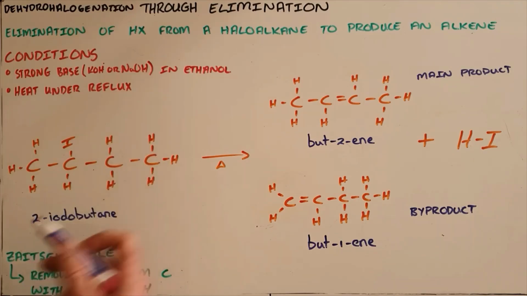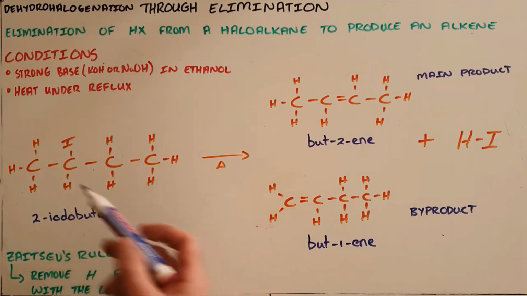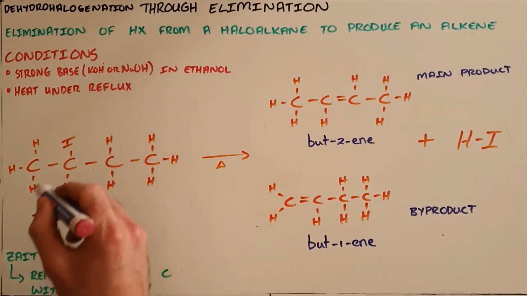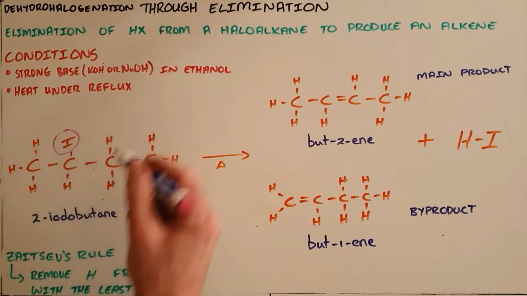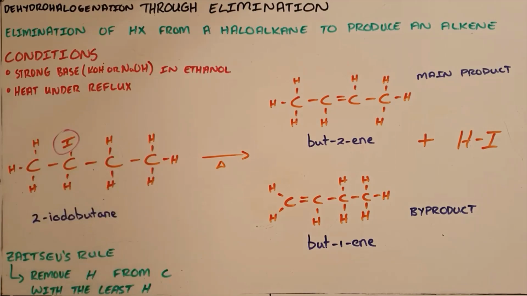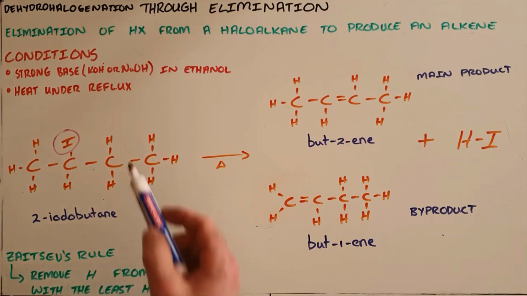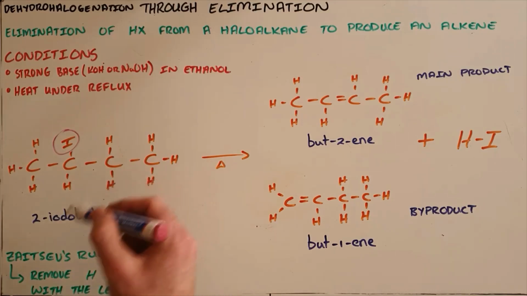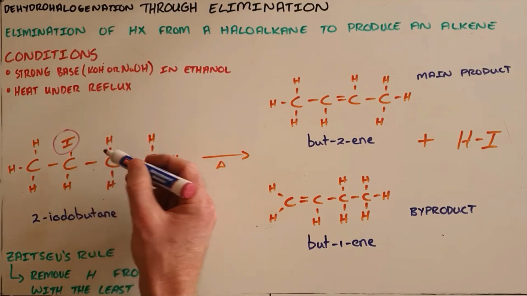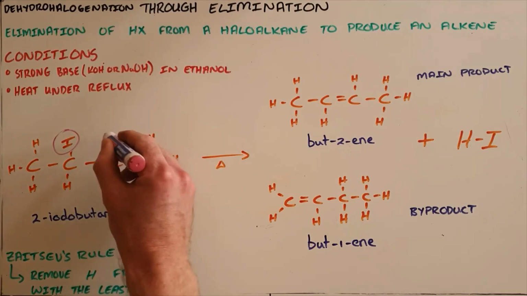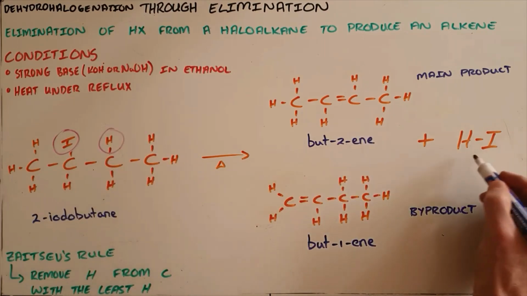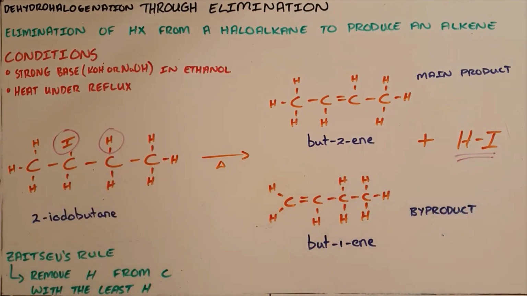So as an example here, we have 2-iodobutane, and when this is placed in a strong basic solution in ethanol and heated under reflux, we find that we are able to remove an iodine as well as a hydrogen atom, and we use Zaitsev's rule once again to determine which hydrogen atom is removed. And Zaitsev's rule tells us that we will always remove the hydrogen atom from the carbon that has the least or the fewest, which over here is this carbon, as this carbon only has 2 hydrogens. And as a result, our main product would then be butene, as well as obviously the hydrogen iodide that is formed.